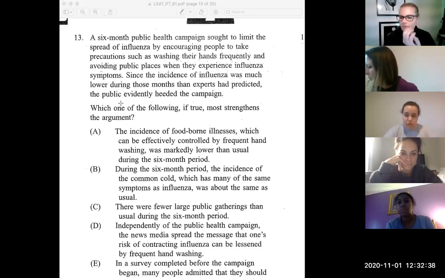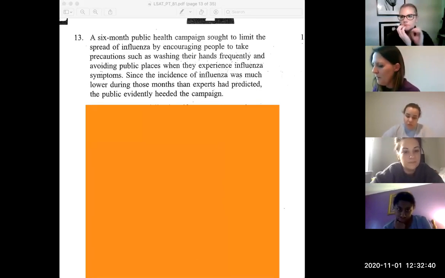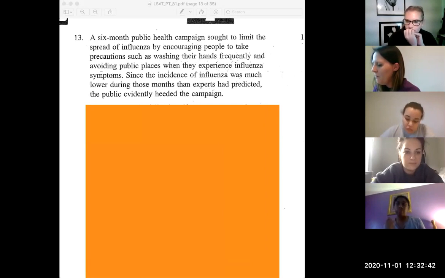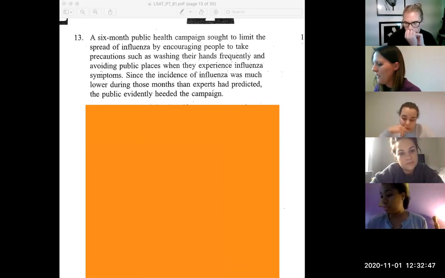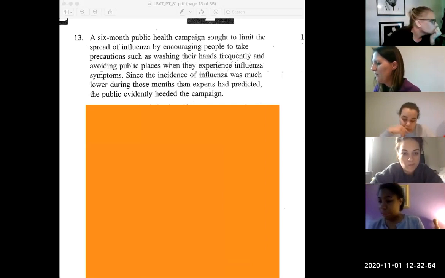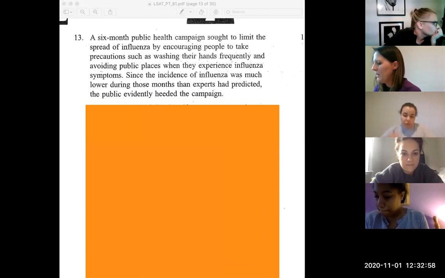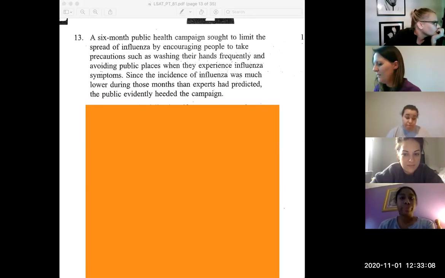A 6-month public health campaign sought to limit the spread of influenza by encouraging people to take precautions such as washing their hands frequently and avoiding public places when they experience influenza symptoms. Since the incidence of influenza was much lower during those months than experts had predicted, the public evidently heeded the campaign. Which one of the following? Oh, wait, stop. Okay, sorry, go ahead. Don't read the question quite yet.